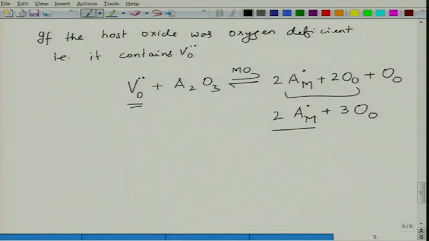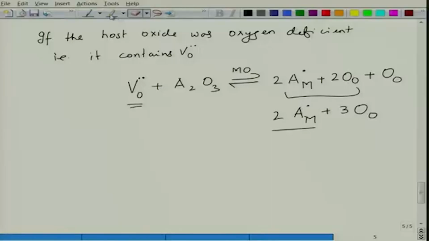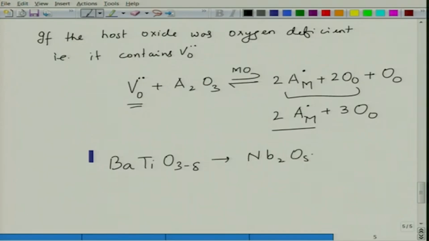If you want to reduce the oxygen vacancy concentration in an oxide, you can dope it with an oxide with higher valence. Okay. So, one example could be, let us say we have BaTiO3 minus delta, it has oxygen vacancies. So, if I dope it with, let us say Nb2O5, niobium goes to titanium site. Okay. So, basically what is it? It is BaO.TiO2, barium titanate, right.